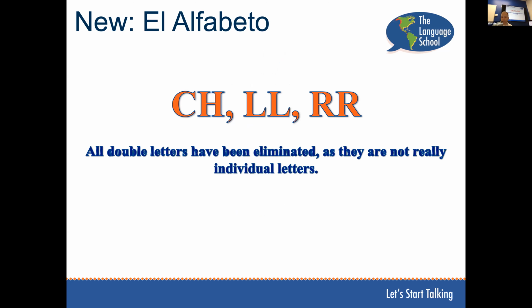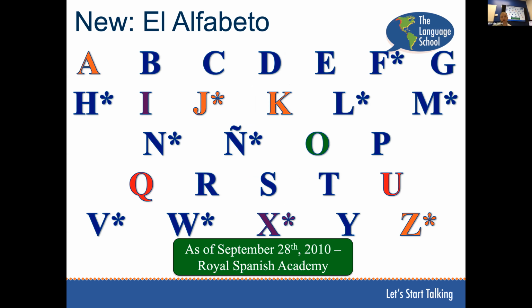The double letters were removed officially from the alphabet. They decided they weren't really individual letters, just double letters, so no need to actually have them in the alphabet anymore. So we no longer learn independently the che, the eye, and the r, okay? So we're left with a little bit of a shortened alphabet today, a little bit easier to learn. And this is now the official Spanish alphabet according to the Royal Spanish Academy since 2010.